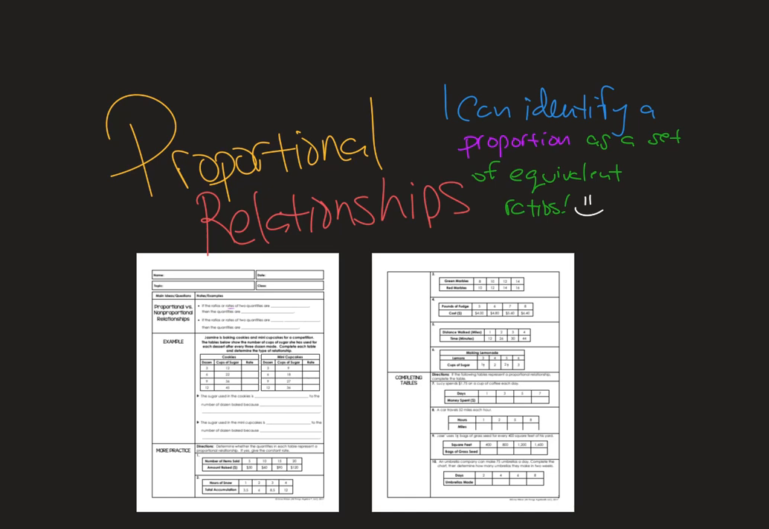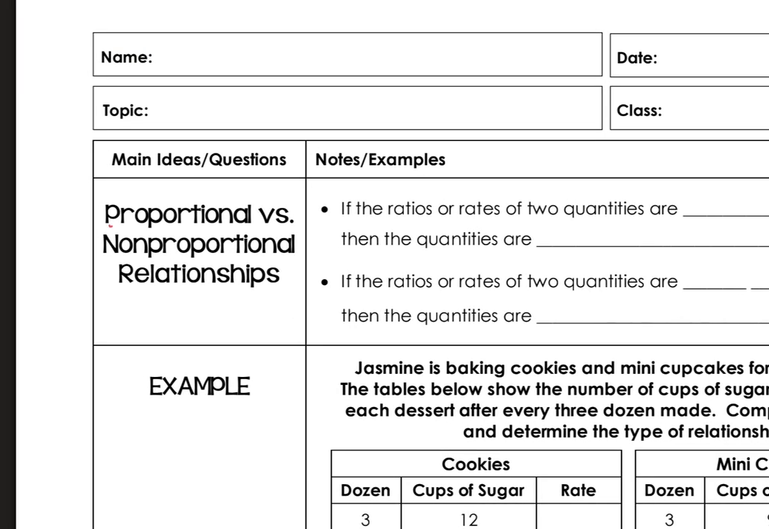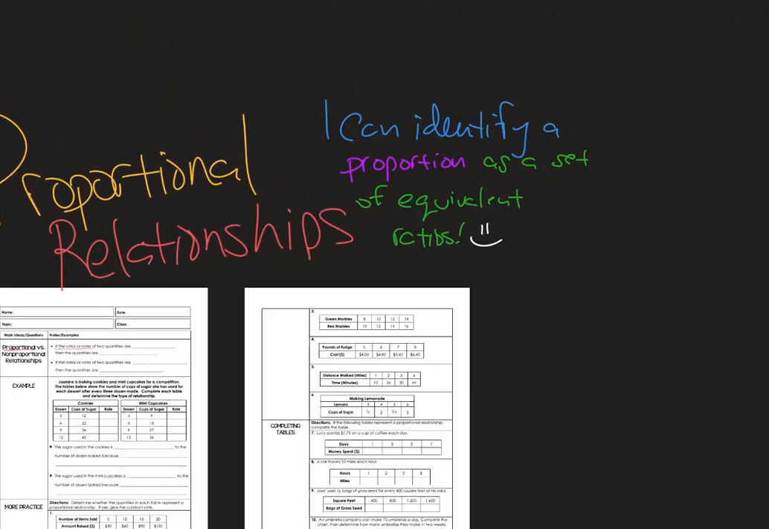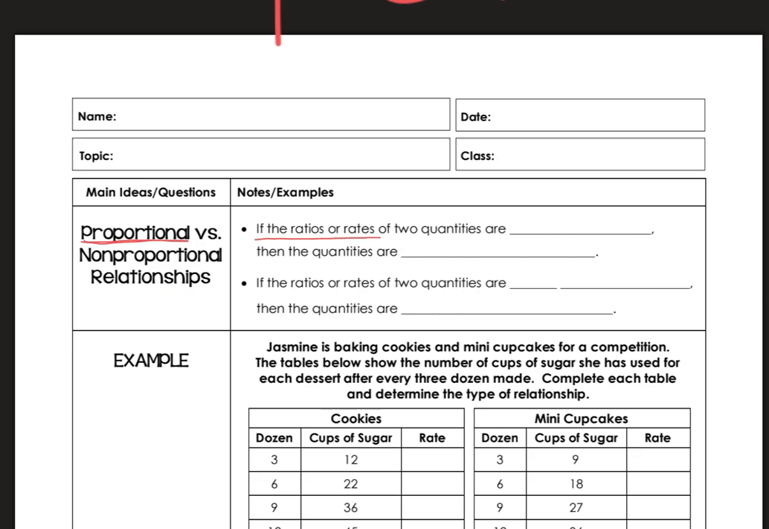Proportional relationships, we're going to be identifying a proportion as a set of equivalent ratios. And if you're like, a set of equivalent ratios, what is that exactly? Well, here is where we're going to get into what is proportional. And it's going to be if ratios or rates. So that's where I'm going to pause and go back here to say we're identifying if a proportion is a set of equivalent ratios. So what's a ratio again?